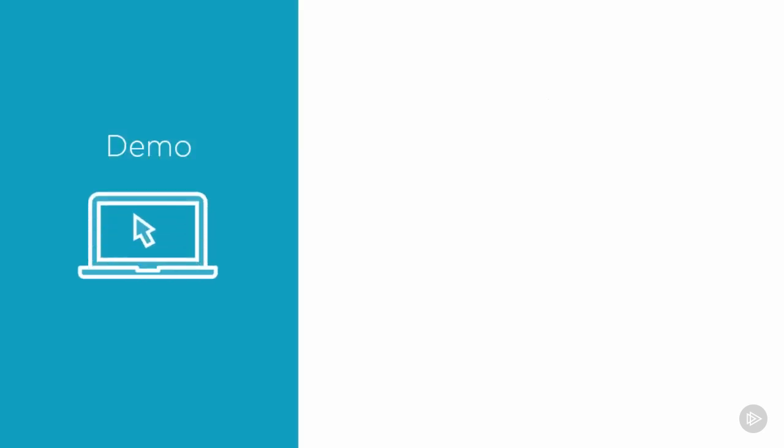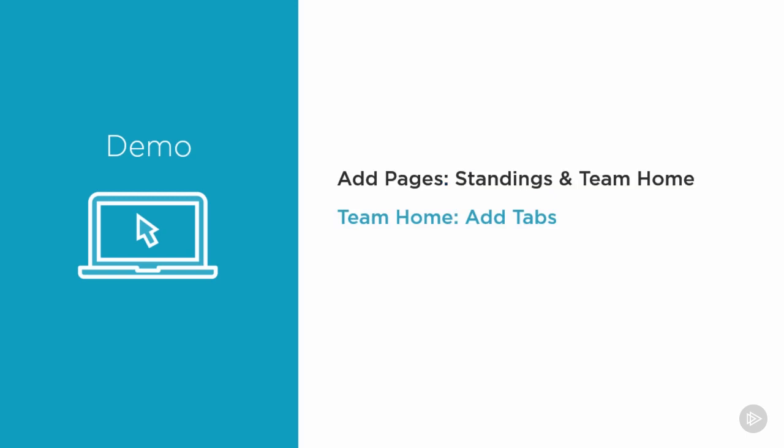To make this happen, we'll need to execute a couple of steps. First, we need to add two new pages to our app. One will be the standings page, the other will be the team home page, which will be the tabs container. Then we'll add the tabs to the team homepage, which will become the container for team detail and standings. Then we'll fix up a couple of miscellaneous navigation issues since we're shuffling some pages around. Let's implement this all now.